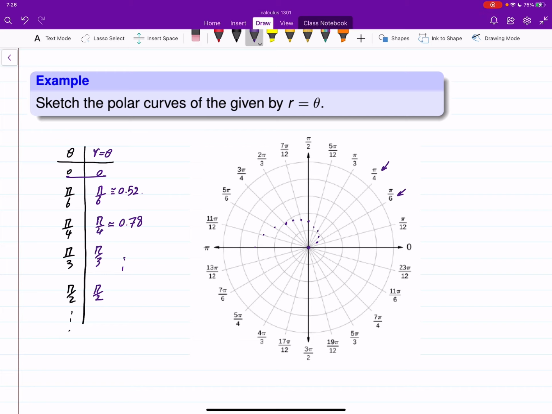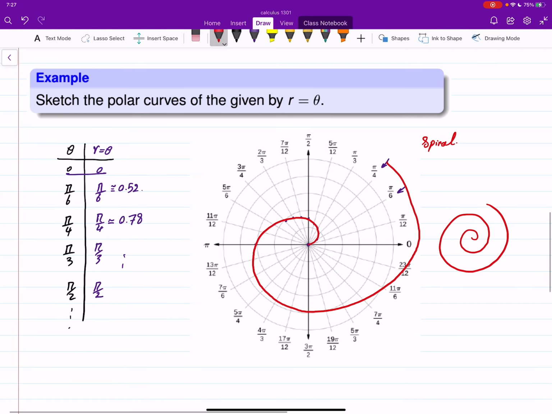As you go around more, you will go further away from the origin. So this is going to be something like this. It's actually a spiral as you go away from the origin. It will go around like that. So this is a spiral.